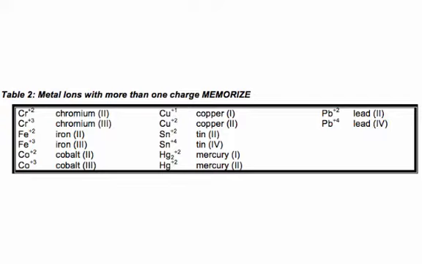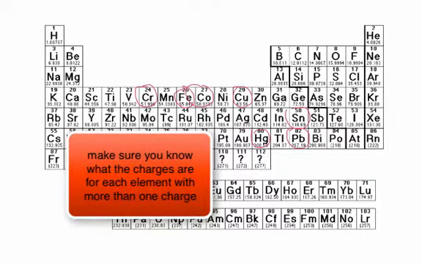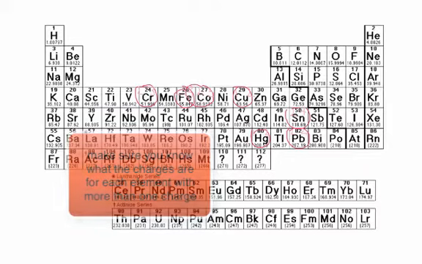An easy way to remember them is by looking at the periodic table. Looking at the periodic table and 7 metals with more than one charge, you can note that chromium, iron, cobalt, copper, tin, mercury, and lead. These elements have more than one charge. It would be very helpful to know where the elements are on the periodic table and what their charges are, like which ones do 1 and 2, 2 and 3, and 2 and 4.